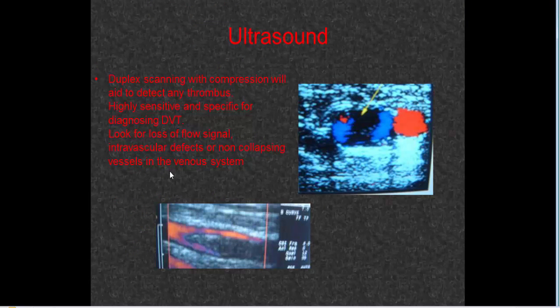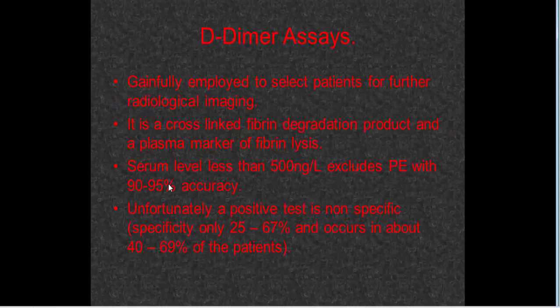Ultrasound also can be used. Scanning with compressions will aid to detect any thrombus. Highly sensitive and specific for diagnosis of DVT. Look for areas of low signals, DVT of the lower limb, would identify the cause, and use transthoracic ultrasound. And you see areas of low signal, intravascular defect, non-collapsing vessel, venous sign, compression technique, and so on, the sign of DVT.